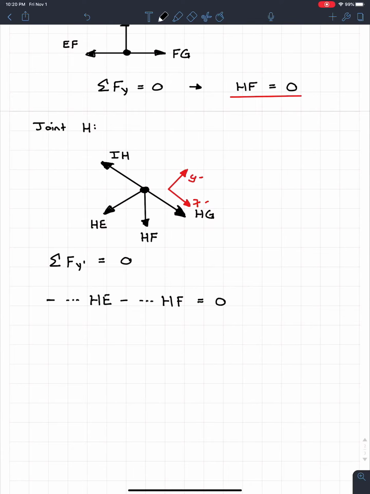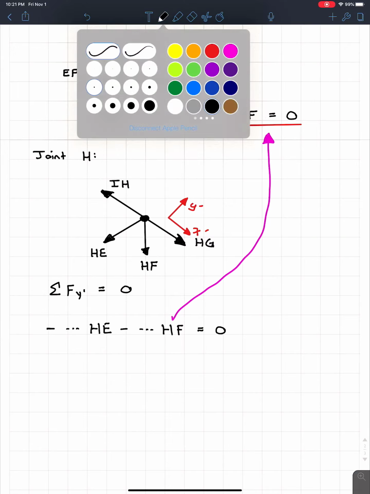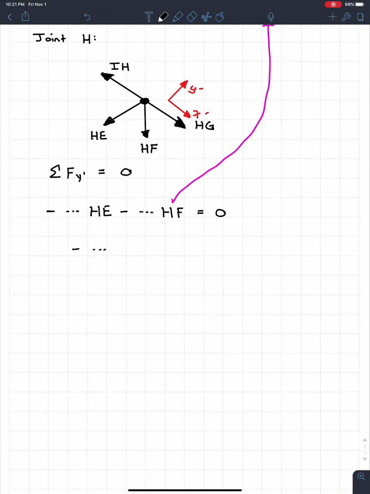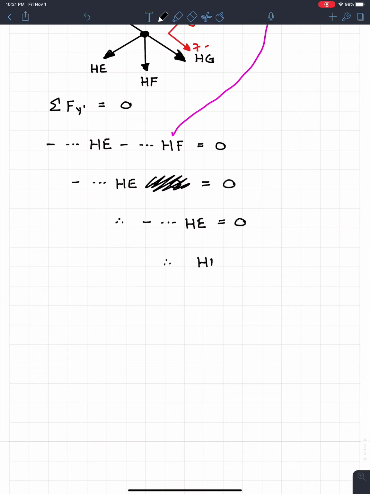Okay, well, this doesn't prove anything. Got 2 unknowns, whatever. But we know that HF from up here, so I'm going to just draw a quick little line. We know that HF is actually 0. So if we substitute that into the equation, we're going to get minus something times HE minus 0 is equal to 0. Well, that minus 0 means nothing, so let's get rid of that. Therefore, negative something times HE is going to be equal to 0. So therefore, HE must equal 0 as well.